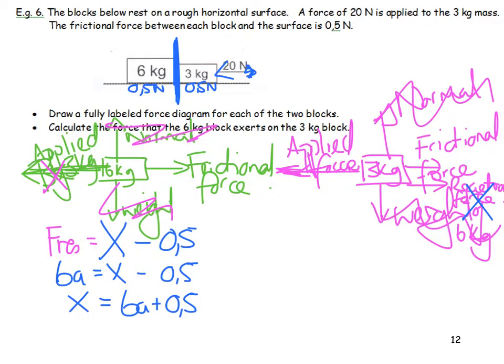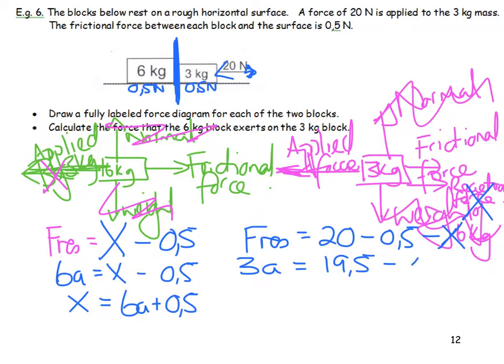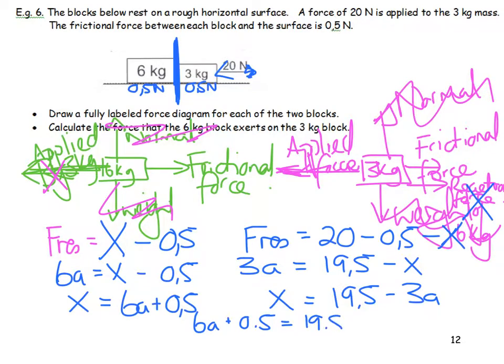I'm going to go 6A plus 0.5. On the other side here, I'm going to say force resultant for the other block is equal to big force, and the big force is the 20 newtons. That's applied, minus the frictional force, which is 0.5, minus this X, which is working against it, the reaction force of the 6 kilogram block on the 3 kilogram block. 3A is equal to 19.5 minus X. Rearrange that. X is equal to 19.5 minus 3A. Well, since X is an action-reaction pair and it's equal to itself, I'm going to make those two equal to each other. I'm going to say 6A plus 0.5 is equal to 19.5 minus 3A.